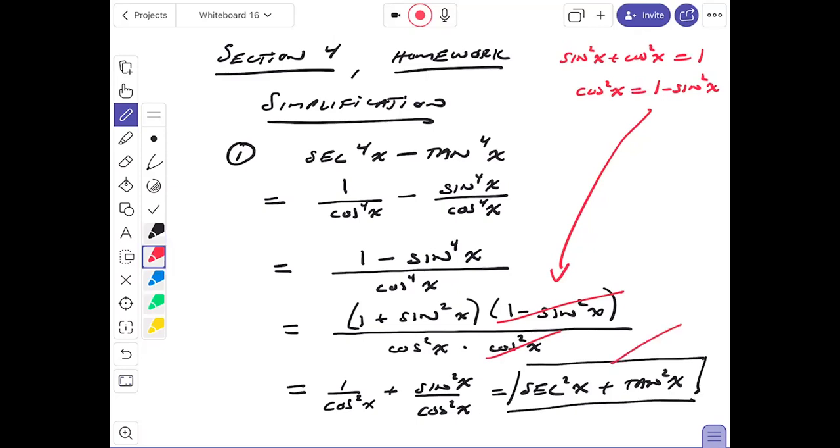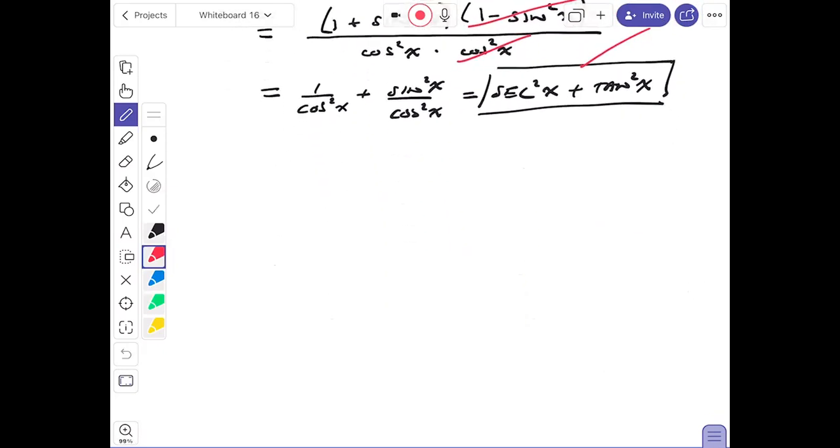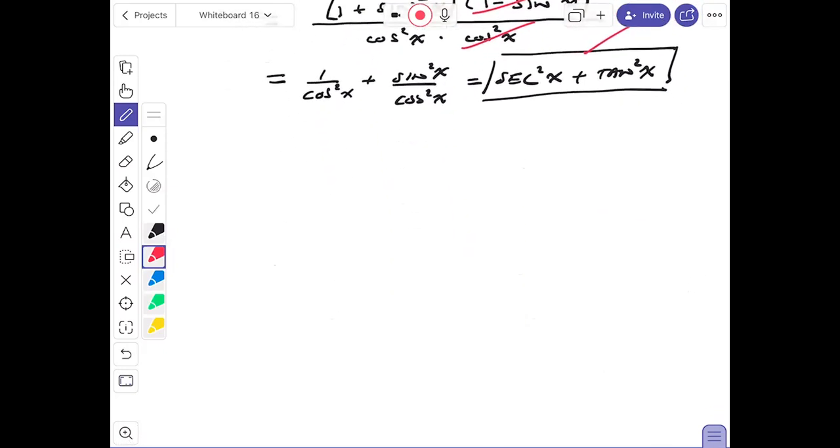Now, I know some people say, well, I want to do them differently. I'm not going to say you can't do it differently. The bottom line is you want to be able to do it. I'm going to do this a little bit differently. We're going to get the same answer. So this is still number 1. I'm going to write down secant 4th power x minus tangent 4th power of x.